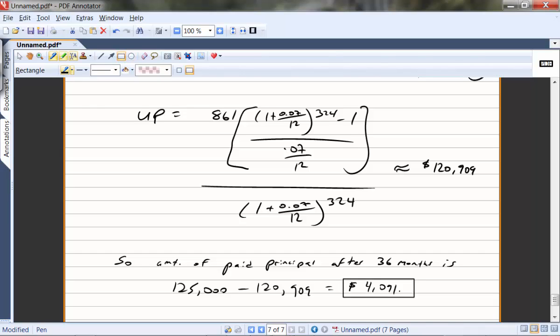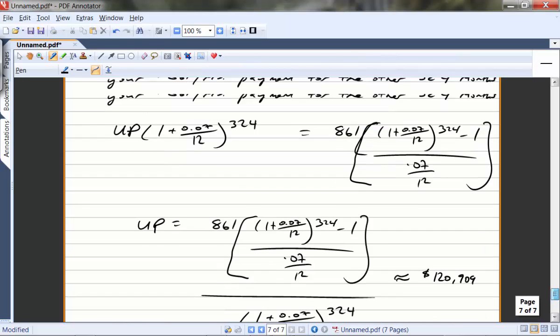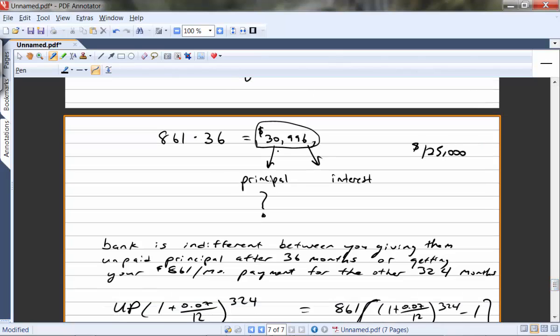So now you see how much of your monthly payment goes towards principal versus interest in the early years or the early months of the loan. Not very much. In the first 3 years you paid $30,996 to the bank. Of that, $4,091 went towards principal, and we can quickly calculate how much went towards interest. The other $26,000 went towards interest.